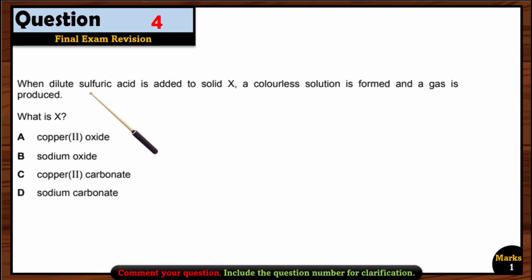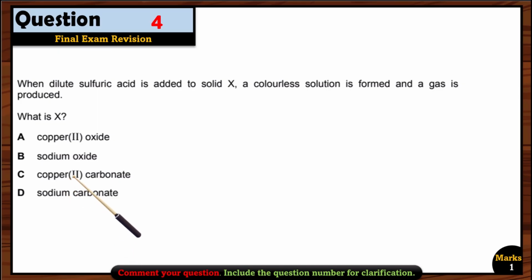Question 4. When dilute sulfuric acid is added to solid X, a colorless solution is formed and a gas is produced. What is X? Whenever acids react with a solid, and that solid is a metal oxide or carbonate, remember that with a metal oxide, it will always produce a salt and water. But with carbonates, it will always produce a salt and also carbon dioxide gas. So that's why they are talking about a gas here. So the answer should be copper carbonate or sodium carbonate.